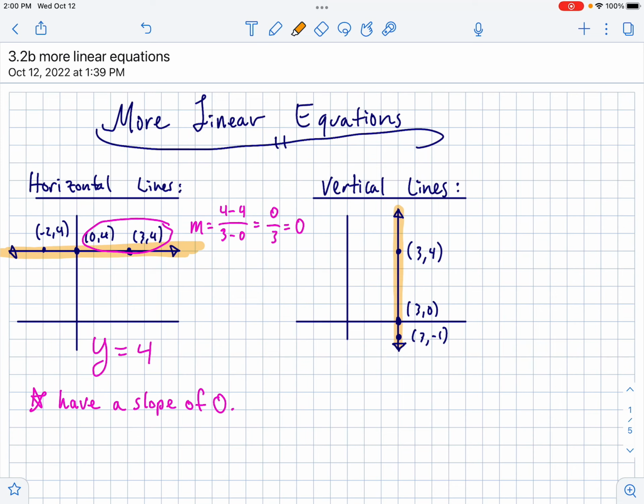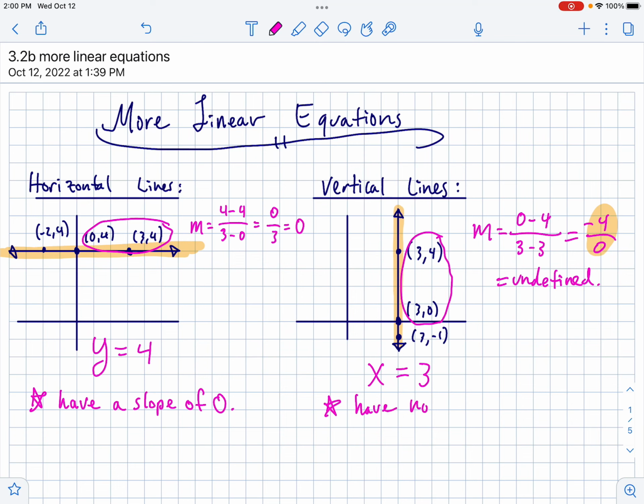Now this vertical line here, notice that all of these have the same x value of 3. So the way you represent this with an equation is you just say that x is equal to 3. If you try to find the slope of, say, these two coordinates right here, and you do y2 minus y1 over x2 minus x1, you get negative 4 over 0. You can never, ever divide by 0. So this is a problem. This means that the slope is undefined. So vertical lines have no slope.